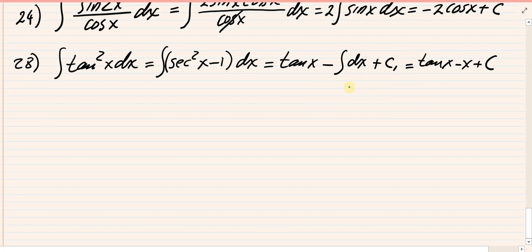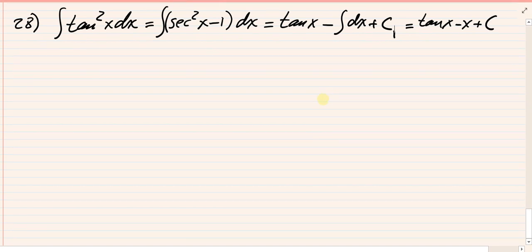Now, in this step, if I leave out c1, this is incorrect. Why? Because I don't have a constant of integration. When I evaluated this, it should be indefinite, which means I have to have a constant. I called it c1, coming from the integral of secant squared. And there's your number 28. And number 30, we're done with 28.